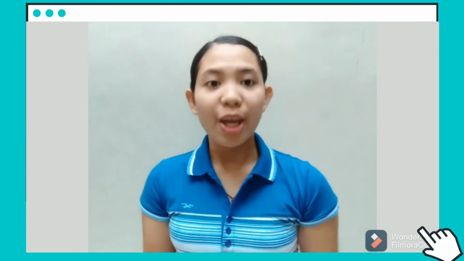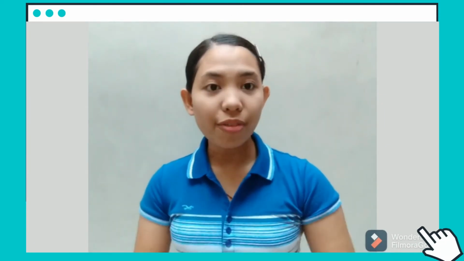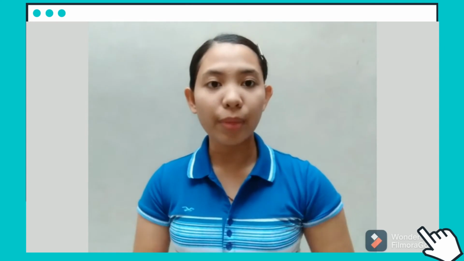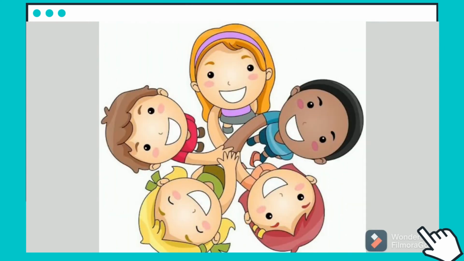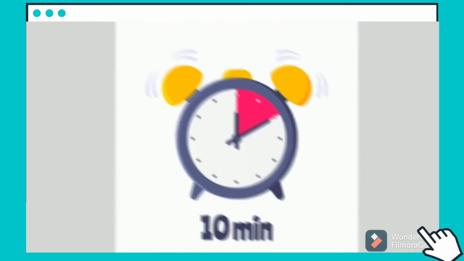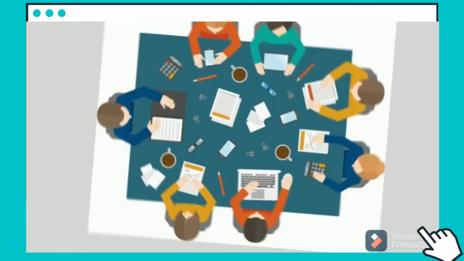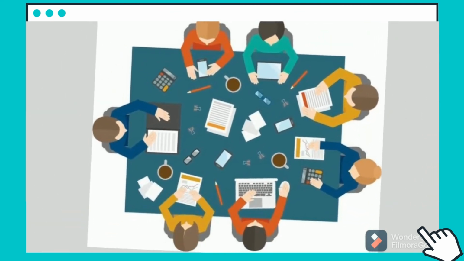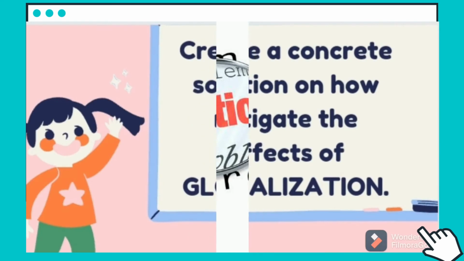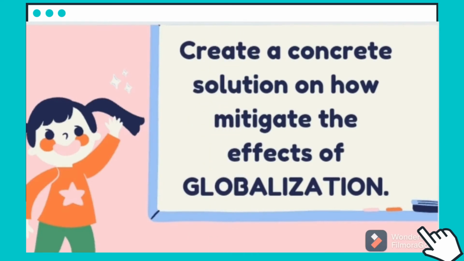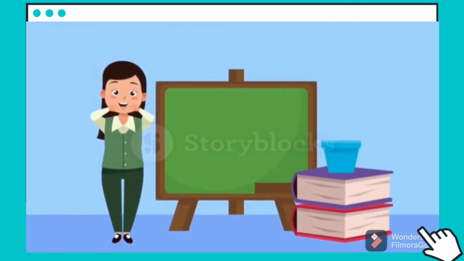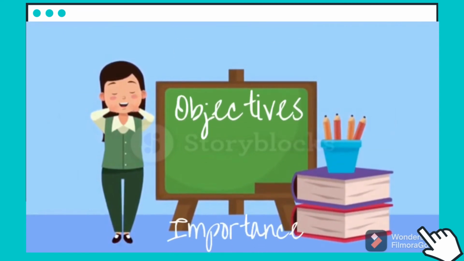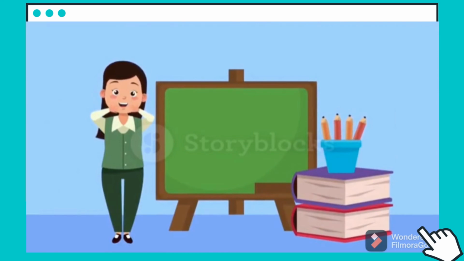After the final step, in order to assess the understanding of the learners, the teacher will implement a group activity entitled Call for Motivation. First, the teacher will group the students into teams. They are given 10 minutes to communicate with the group in order to come up with an output. The groups are tasked to create a concrete solution on how to counter the issues and challenges brought by globalization. After, one representative of the group will share to the class the objectives and importance of their proposed solution.